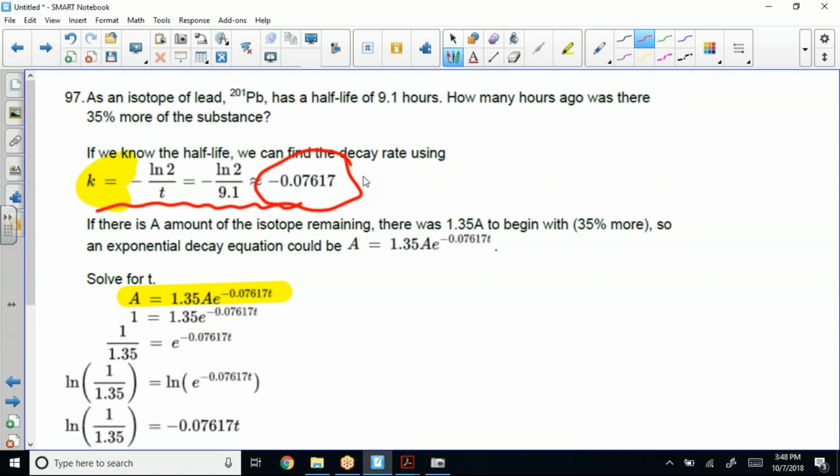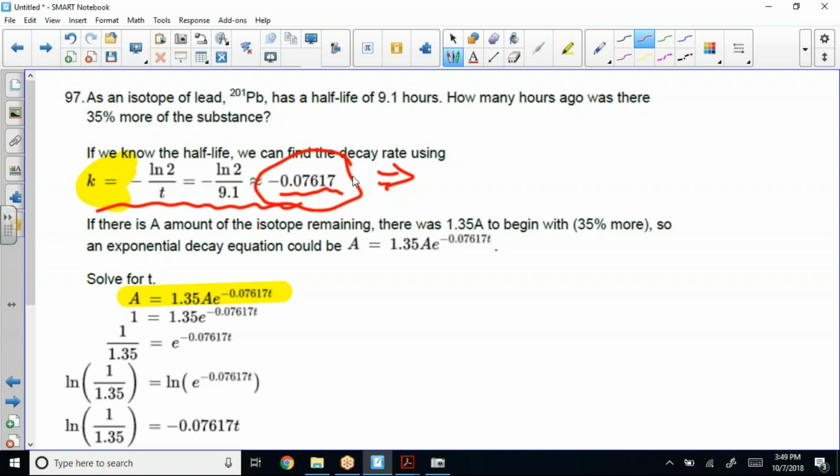Why did they go out to 5? For more accuracy, less of a chance to introduce error. So you'd have to solve for this first, okay? That's your rate, and that's your R, right?